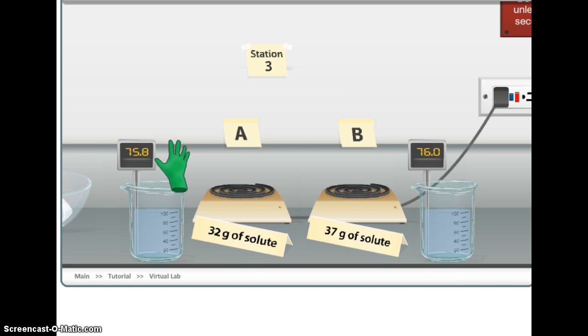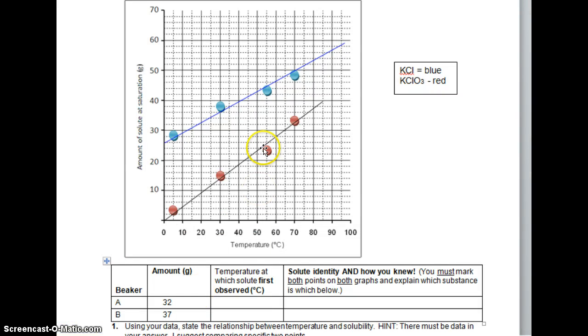We're going to record the temperature at which we first start seeing the solute come out of the solution. So the water was too cold, it couldn't hold on to it anymore, and you're actually going to see the solute appear. We're going to record that temperature and how much there was. Then we're going to plot that point for beaker A and do the same thing for beaker B. We'll plot the point on here and see, are they closer to our blue line, which means the chemical was KCl, or closer to our red data, which means the chemical was KClO3.